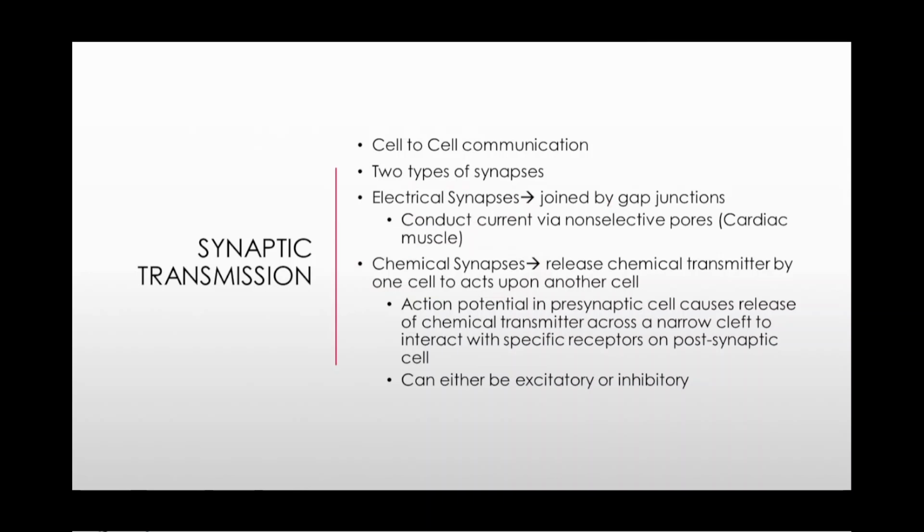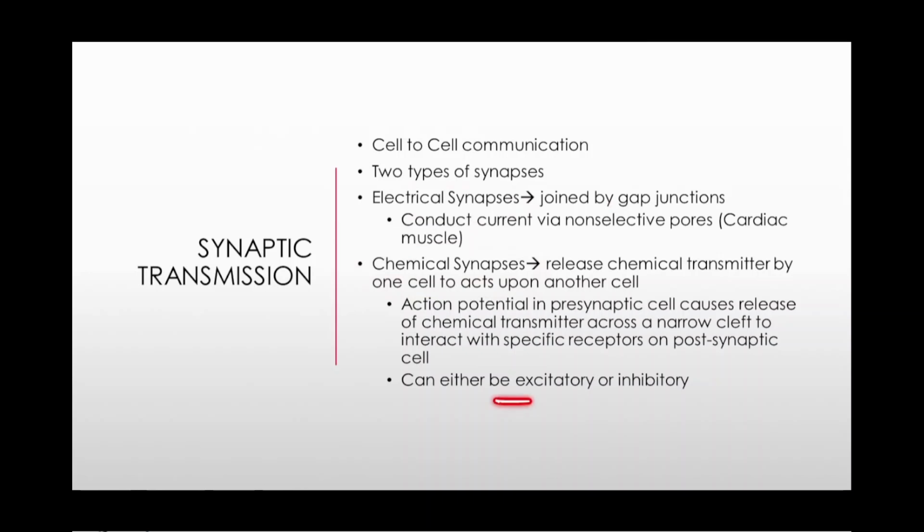Chemical synapses, they release these neurotransmitters. They change an electrical signal to a chemical one, and that chemical one can then act on the next nerve or muscle to cause another action potential so you can move your muscle, so you can breathe, think, whatever you want to do. So those are the two ways we have cell communication.